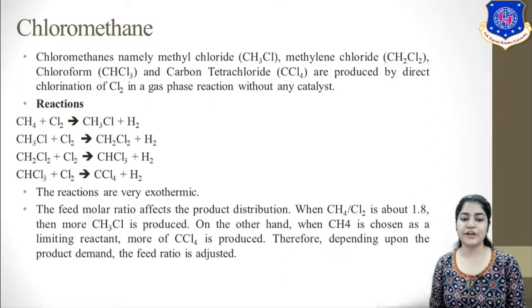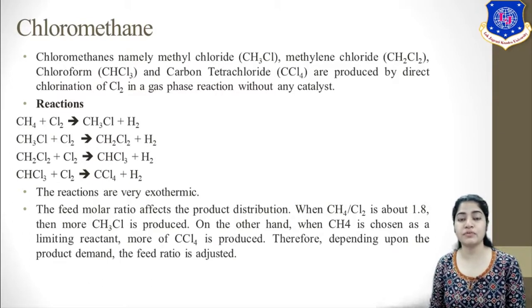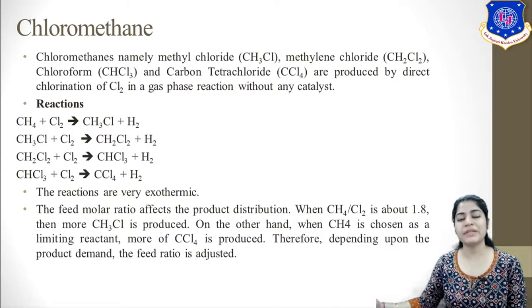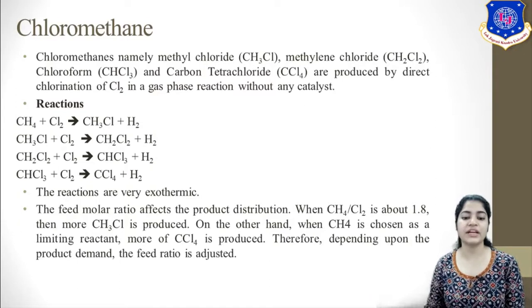The next kind of petrochemical which we will study here is chloromethane. Chloromethane is included in the C1 petrochemical range. It is obtained from what? Methane. So chloromethanes are a group of chloromethyl hydrocarbons. What are included here?